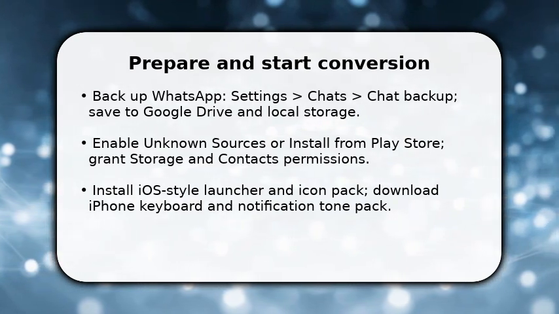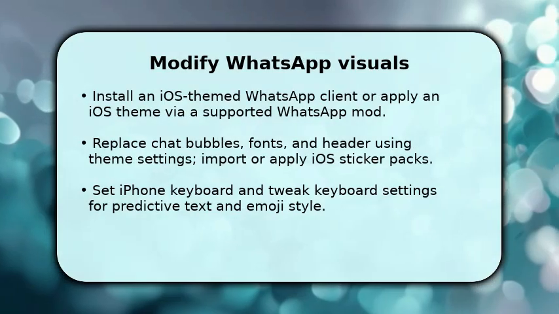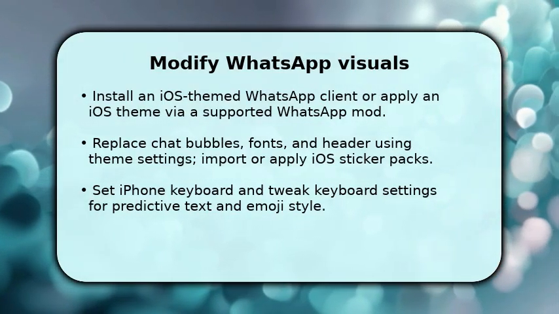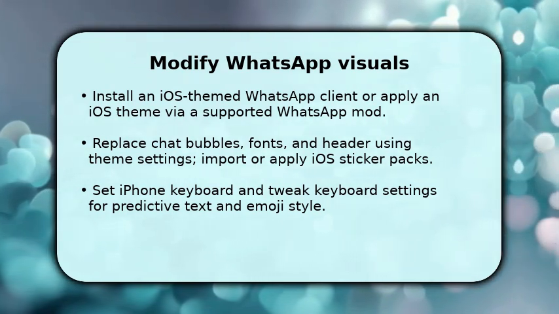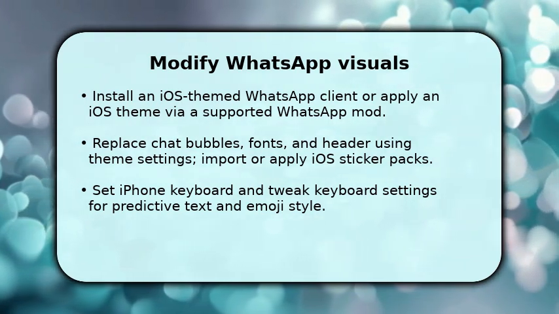Next, you change the in-app appearance. Install a compatible iOS-themed WhatsApp client or apply an iOS theme with a trusted mod. This swaps bubbles, fonts, and the header to match iOS. Once applied, import iOS-style sticker and emoji packs so visuals remain consistent across messages.